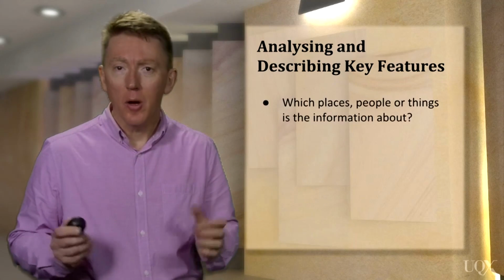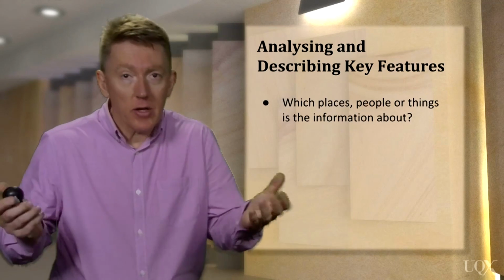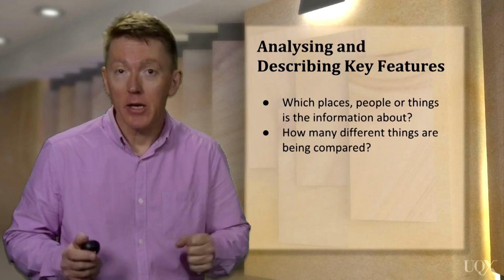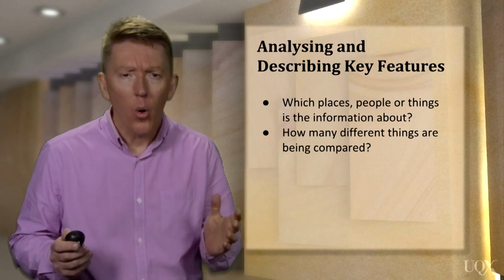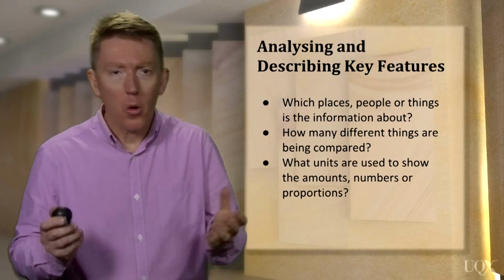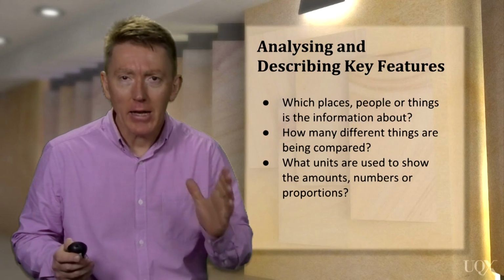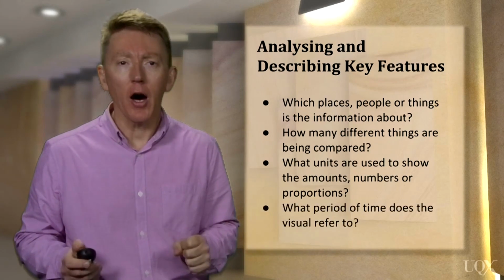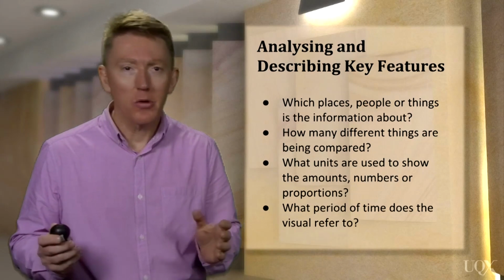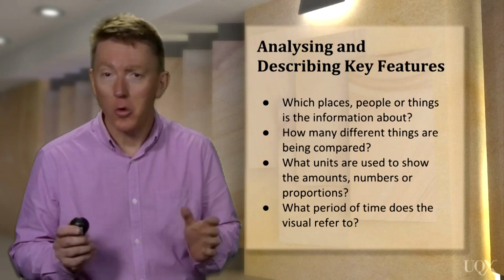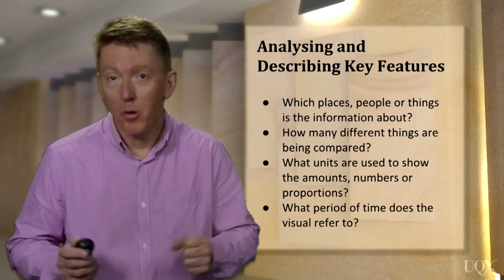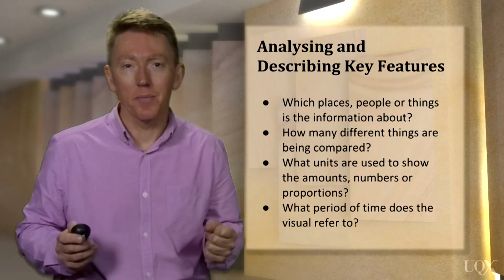Which places, people or things is the information about? How many different things are being compared? What units are used to show amounts, numbers or proportions? And what period of time does the visual refer to? This last question will determine what verb tenses you'll use. For example, past tense, present perfect tense, or even future.